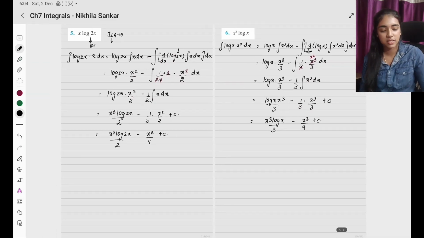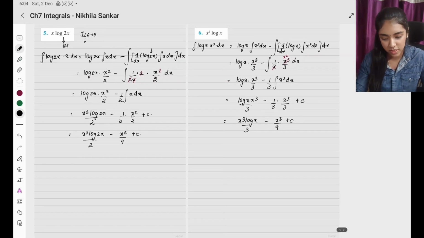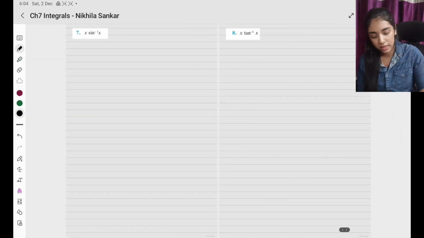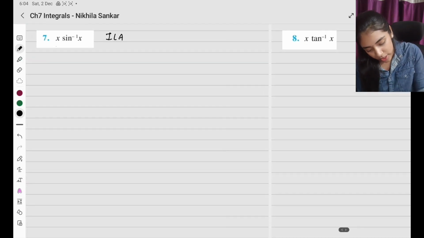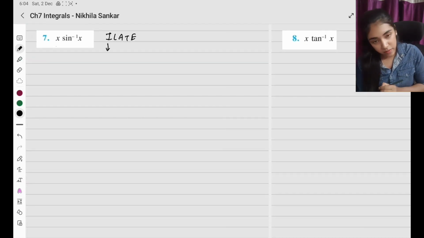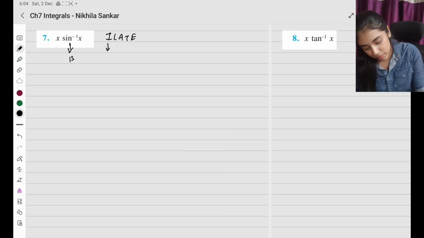All similar questions. You have to know which is given the first preference. Okay. Question number 7. You have inverse trigonometric function. So mnemonic padi, I is going to be inverse trigonometry. So this is going to be my first function. This is going to be my second function.